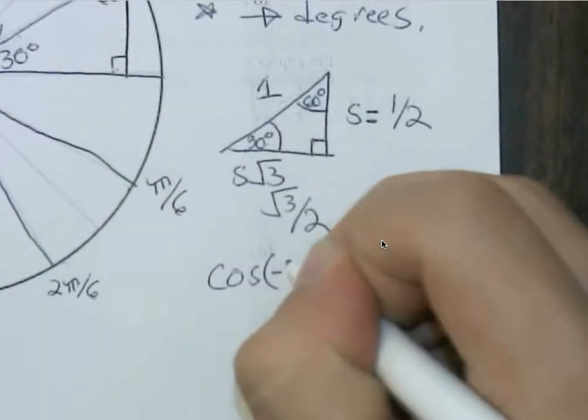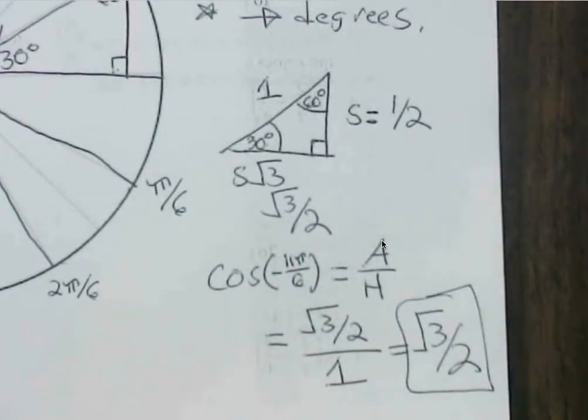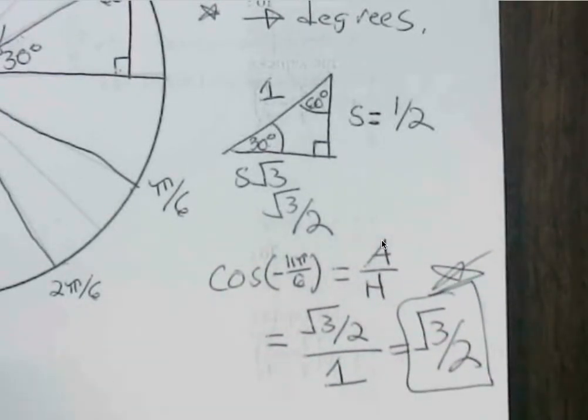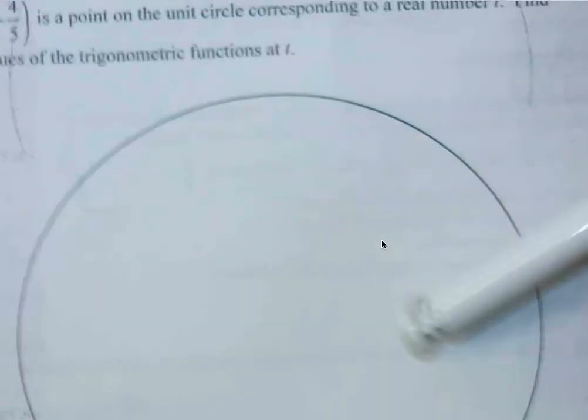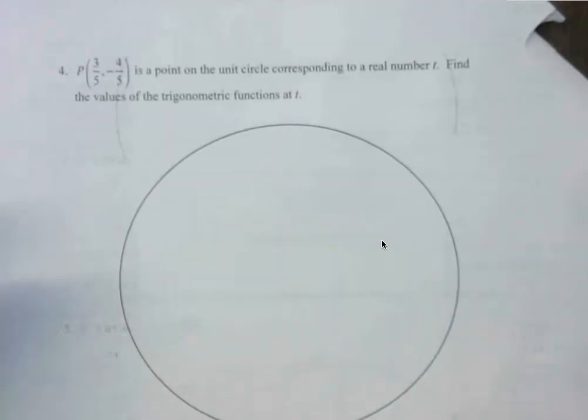So this would be considered the cosine of negative 11 pi over 6. Positive square root of 3 over 2. Done. Let's keep this going. Maybe pause the video, look back at what you just saw, because this just gets more difficult.